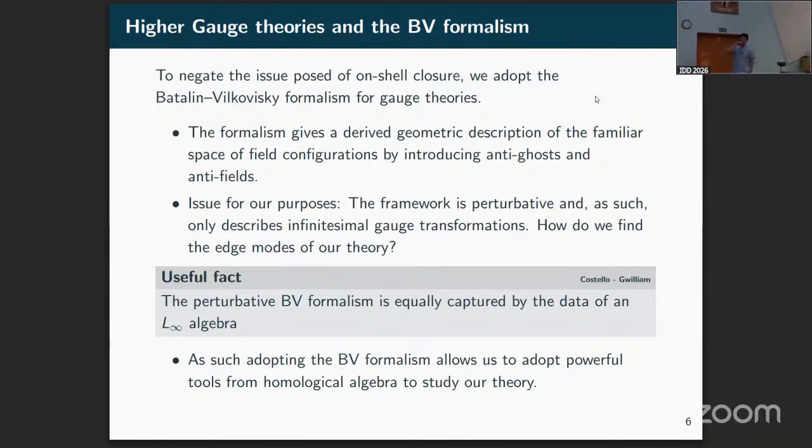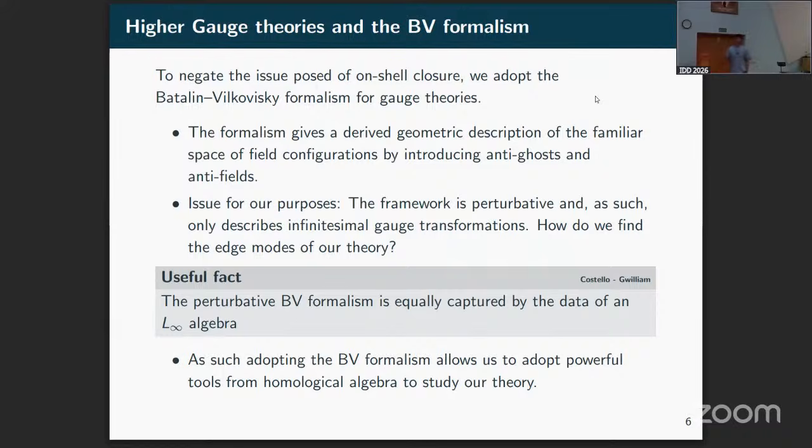One of the issues of the BV formalism that is quite apparent is that unfortunately the framework is completely perturbative, in the sense that these finite gauge transformations that allowed us to trivialize our frame no longer exist in their finite form, and we only have access to infinitesimal gauge transformations. So this is kind of a sorry fact, because now how are we going to describe the dynamical fields of our sigma models? Well, there is some respite in a useful fact that I think is due to Costello and Quillen, that the BV formalism is essentially captured by the data of L-infinity algebras.